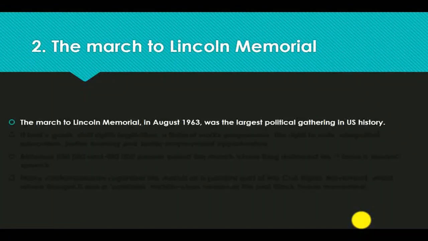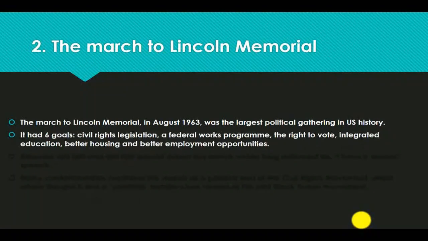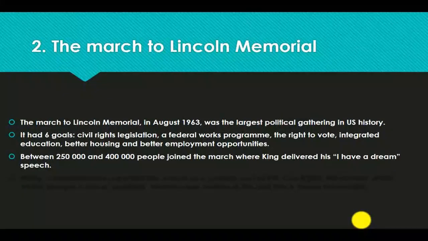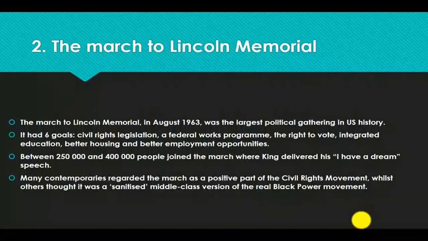So the March to Lincoln Memorial happened in August 1963 and was the largest political gathering in US history. It had 6 goals: civil rights legislation, a federal works program, the right to vote, integrated education, better housing, and better employment opportunities. Between 250,000 and 400,000 people joined the march, where King delivered his I Have a Dream speech, and many contemporaries regarded the march as a positive part of the civil rights movement, whilst others thought it was a sanitized, middle-class version of the real Black Power movement. They wanted more radical change.